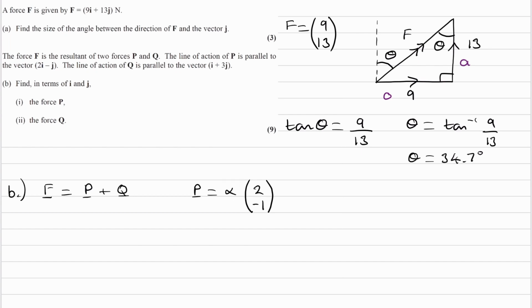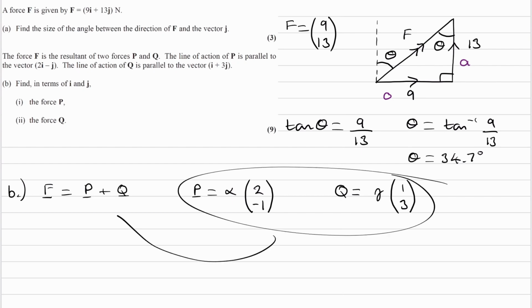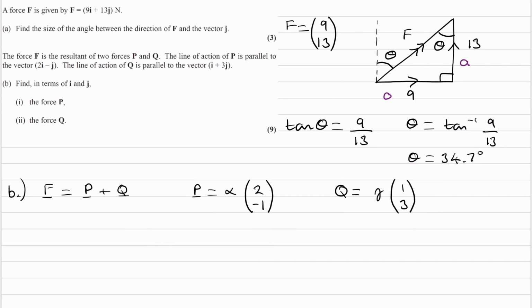And similarly for Q, Q is parallel to the vector i plus 3j, so Q would be equal to some other scalar multiple, I'll call it gamma, multiplied by the vector (1, 3). So we can put these together into this equation. We know what F is, and we end up with, so P is 2 alpha, minus alpha, just multiplying that out. Add Q, Q is gamma, 3 gamma, and that will be equal to F, where F is (9, 13).